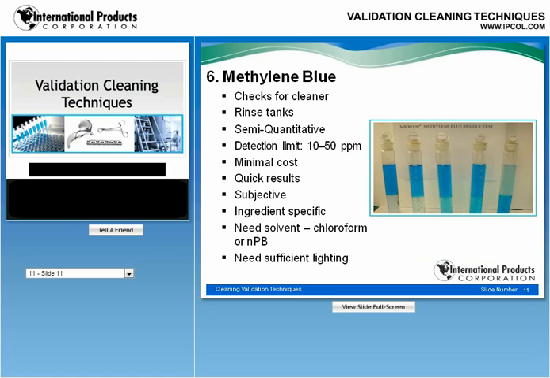The next cleaning validation technique is called the Methylene Blue test. Similar to the other ones, this also checks for cleaner concentration, but it's predominantly used on rinse tanks to check for the lack of cleaner concentration. It is semi-quantitative. The detection limits are somewhere between 10 to 50 ppm. We found that to be true for most international products cleaners. Minimal cost is needed in order to set this test up. And another benefit is the results can be obtained rather quickly.